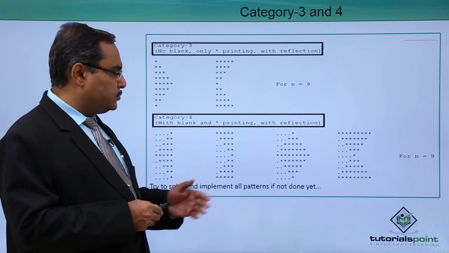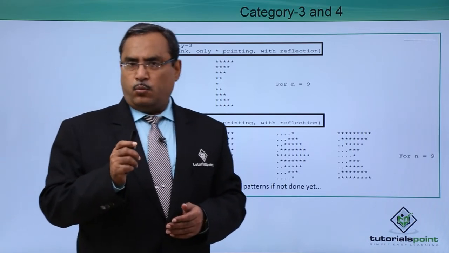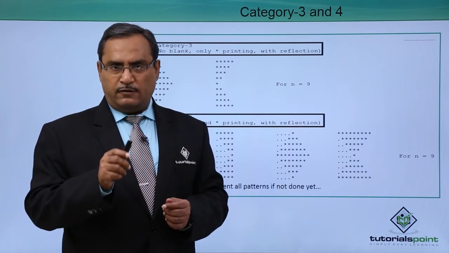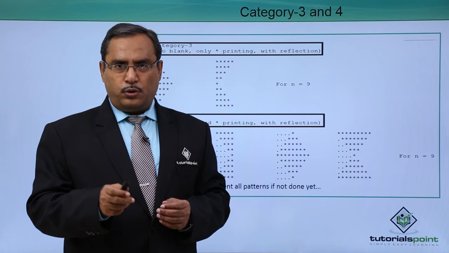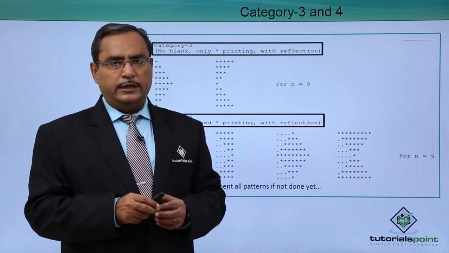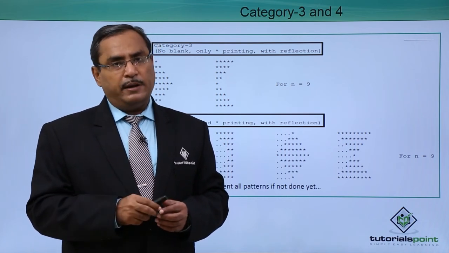So whatever patterns we have given to you, you can have some variations of them, and I want that you solve all these patterns with the proper tracing table with a certain value for n, write the code, and run your program with different values of n to check whether it is working fine for different values of n. So this is the assignment for you.